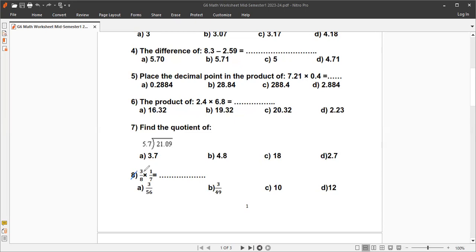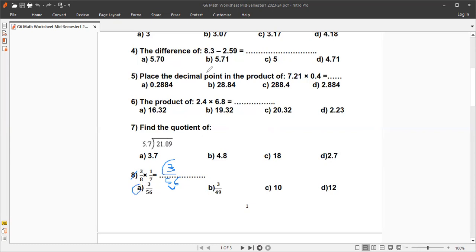Multiplying fractions. As I said, numerators multiplied and denominators multiplied. 1 times 3, 3. 7 times 8, 56. Can we simplify? Let me check. 3 can be divided by 3, and 56 is not divisible by 3. How do I know? Because 5 plus 6 is 11, and 11 is not a multiple of 3. So you have to remember the divisibility rules. So this cannot be simplified. So the answer is A.